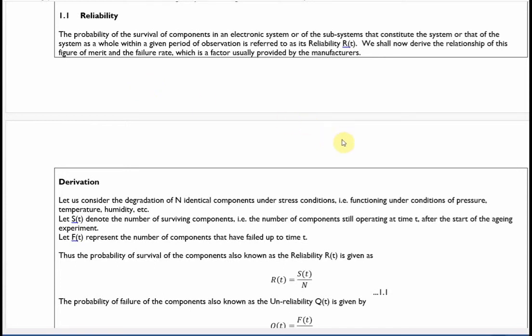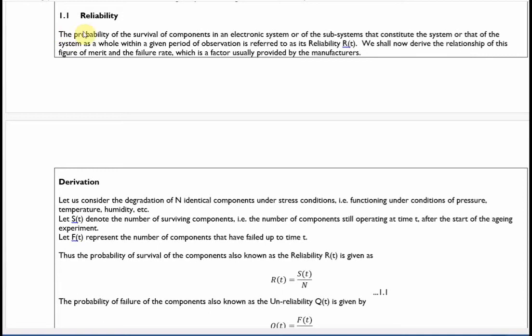We shall continue. Today we are talking about reliability. As engineers, as people that can design systems, you need to know how reliable your system is, because it is very important.